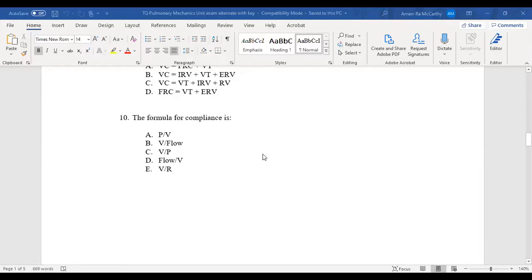All right, look at number 10. The formula for compliance. Which one of those is right? Good, Miss Tabor. Good, Miss Thomas. Miss Rose. Should be C. Change in volume over change in pressure. Volume over pressure. That's compliance.